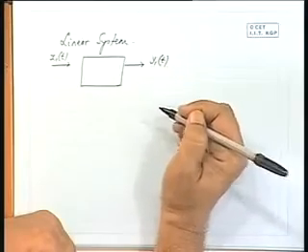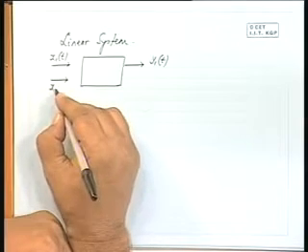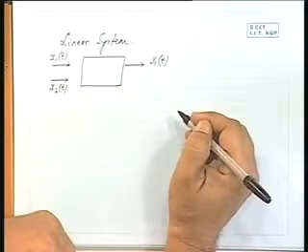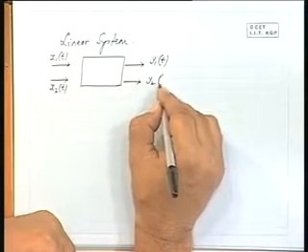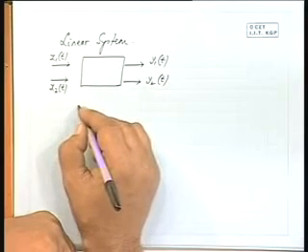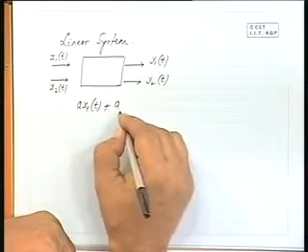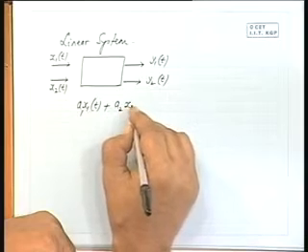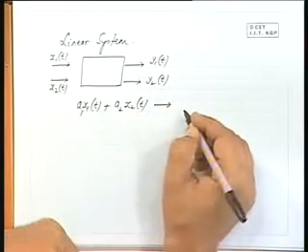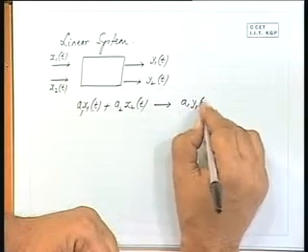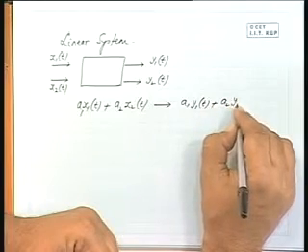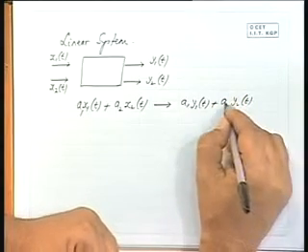If we excite a system by an input x1(t), it can be either a voltage or a current, and the corresponding output is y1(t). Similarly, if we excite it by an input x2(t) and the corresponding output is y2(t), then any combination of x1 and x2, say a1 x1(t) plus a2 x2(t), will result in a1 y1(t) plus a2 y2(t) if the system is linear. This is the principle of superposition.